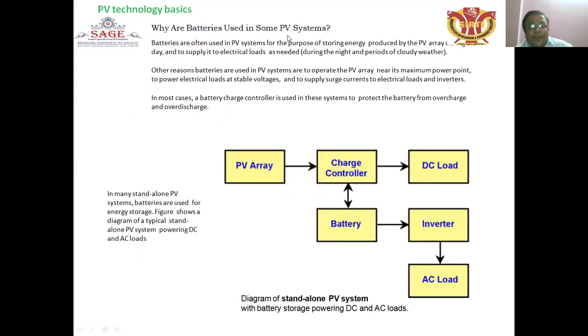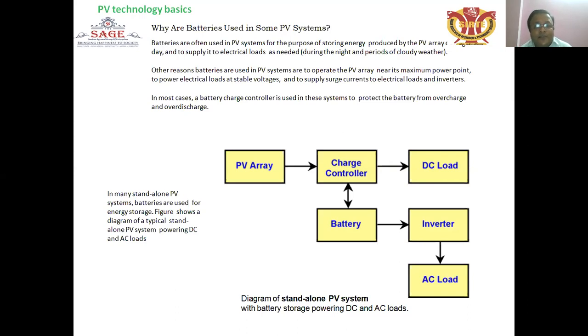Why are batteries used in some PV systems? Batteries are often used in PV systems for the purpose of storing energy produced by the PV array and to supply it to the electrical load as needed. The battery's main function is to store high amounts of energy captured or created by the sun and solar cells, and deliver it where it is required on time.